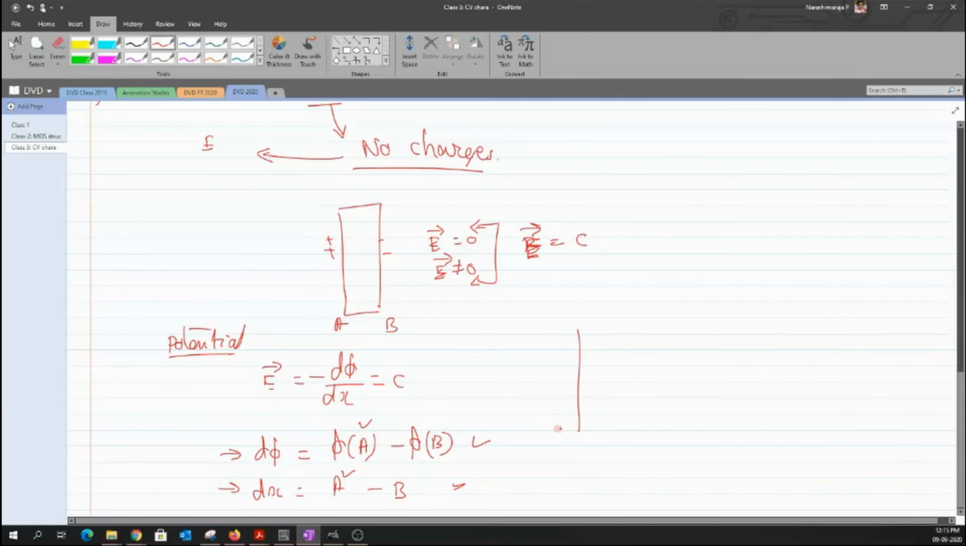Yeah. So when I have a constant electric field, the potential profile would be something like this. As I move from point A to point B, the potential difference steps down linearly. I'm just drawing only the graph, I'm not showing anything fancy here. So this could be taken directly from here.